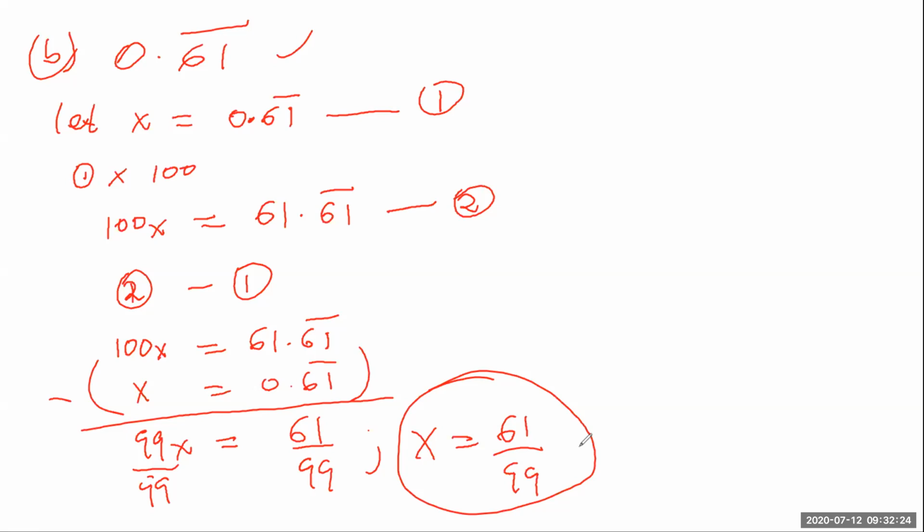All right, now let's take the next problem. Before we do that, you have to make sure that the repeatant, the number that repeats, comes immediately after the decimal point, and that is what we went through in the lecture. Now let's take another example.